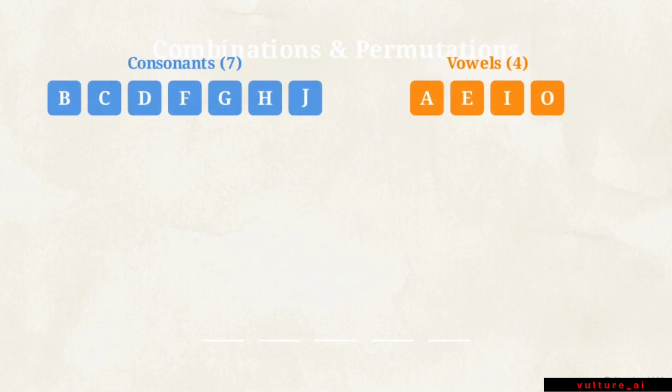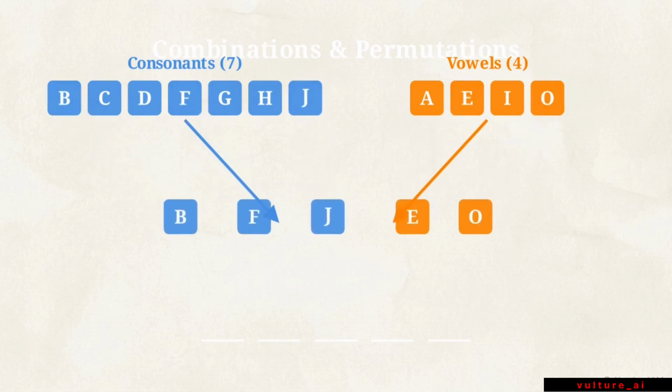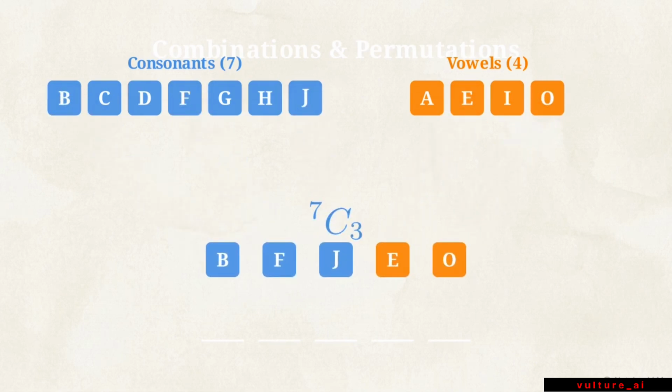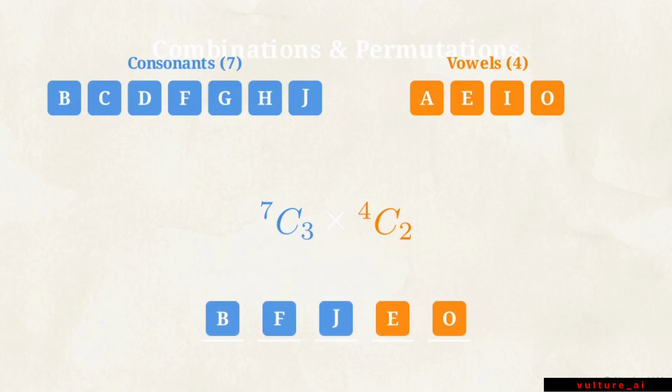To see how these rules work together, let's solve a 2-step problem. We will form a 5-letter word by selecting 3 consonants from a pool of 7 and 2 vowels from a pool of 4. First, we select our letters. Since we are just pulling them from a pool and haven't placed them in order yet, we use combinations. We multiply the consonant selection by the vowel selection.